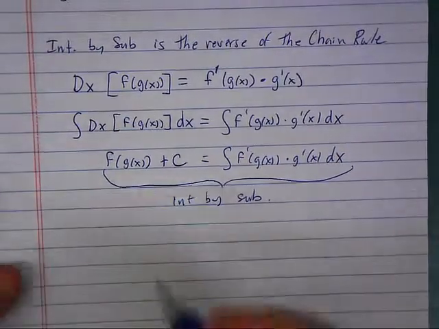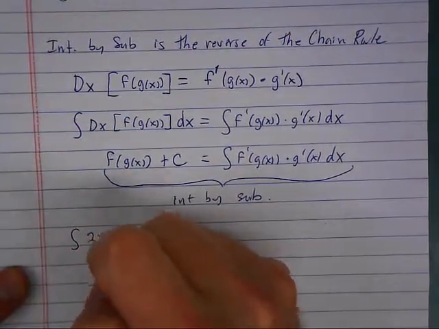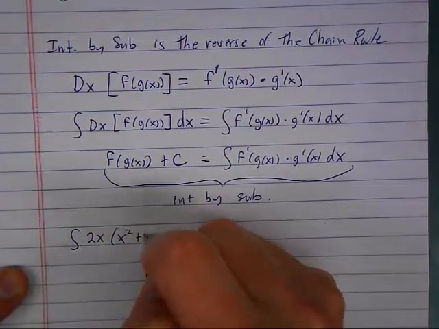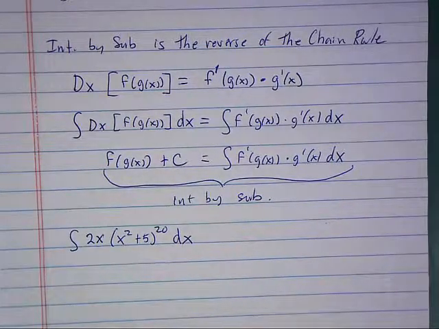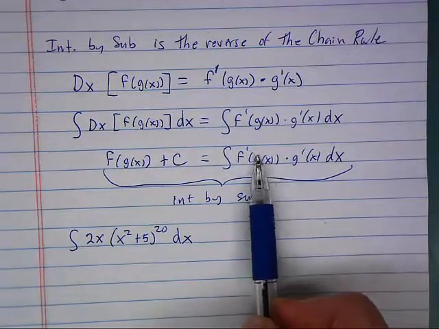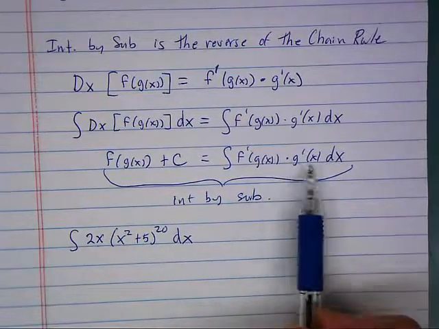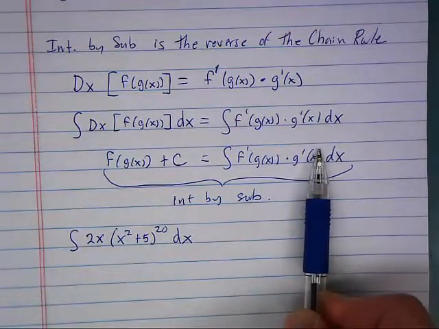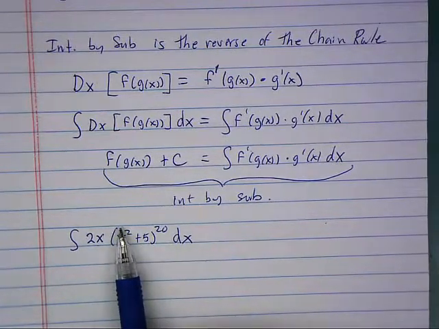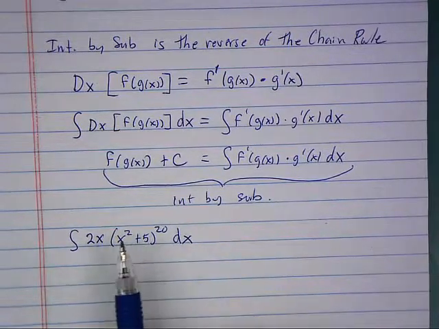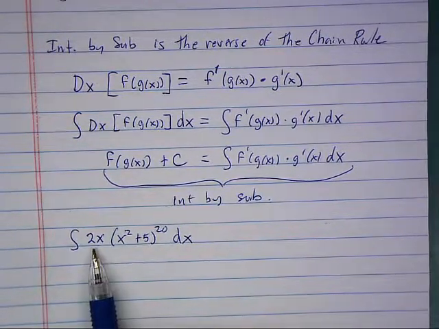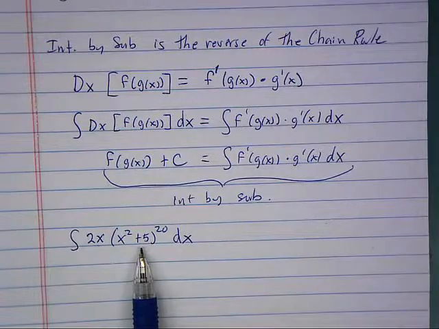Okay, so back to this problem that we didn't think we could do. Antiderivative of 2x times x squared plus 5 to the 20 dx. Look at what this integration by substitution formula has. Notice that inside of parentheses here we have a g of x, and then outside the parentheses we have the derivative of g of x. We had the same thing here. Inside the parentheses I have a function x squared plus 5. What do I have outside the parentheses? 2x. And how is 2x related to x squared plus 5?